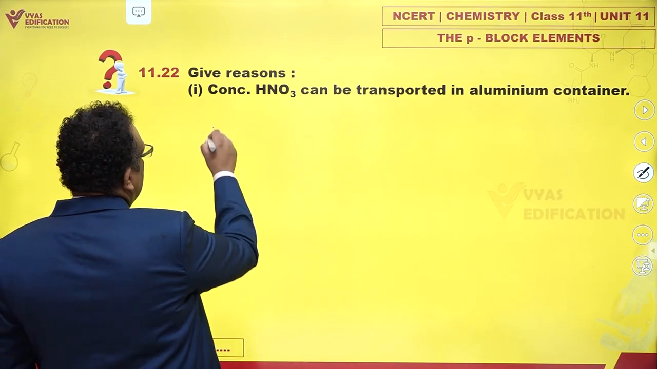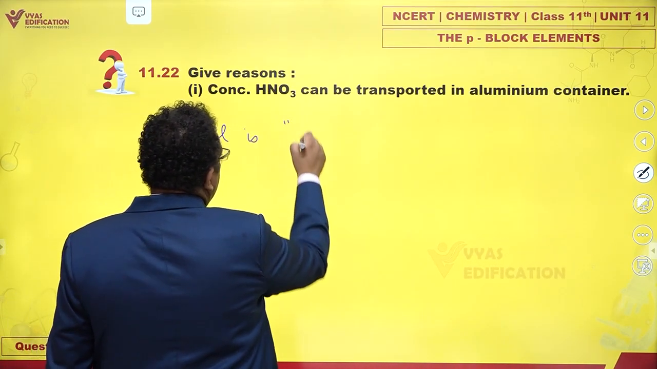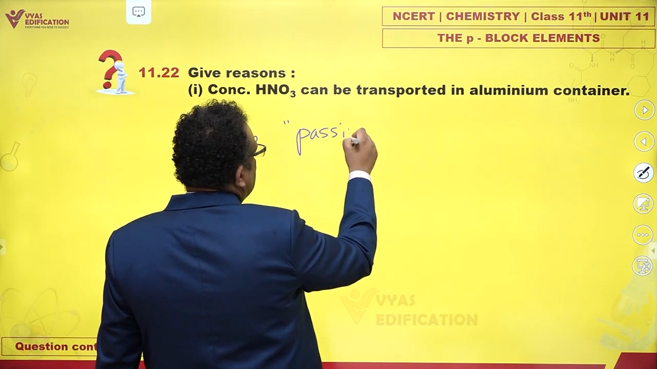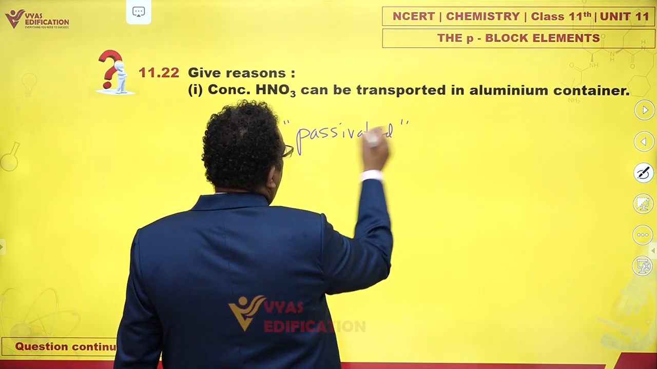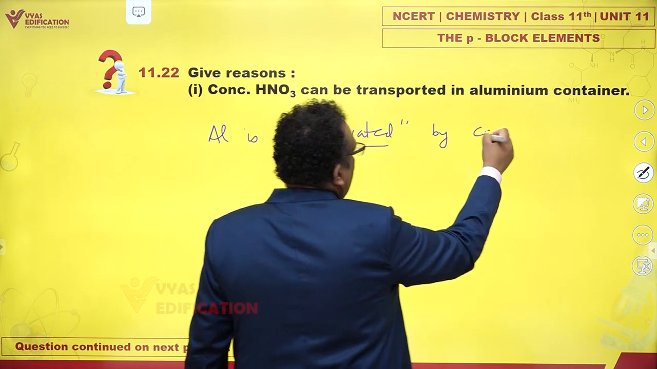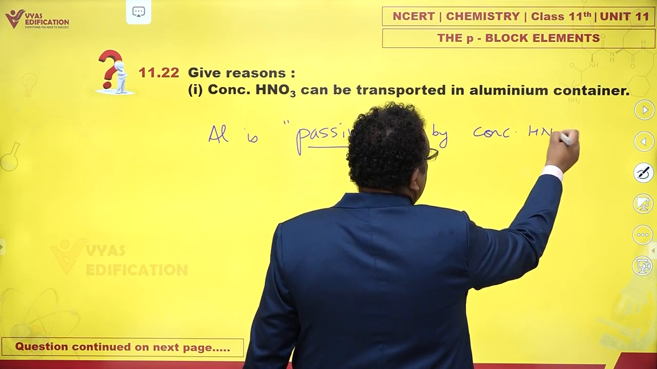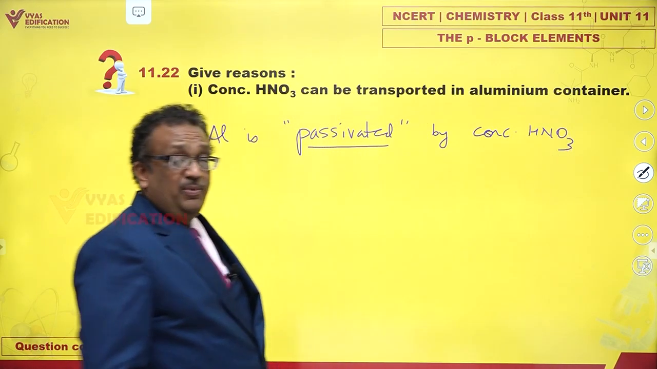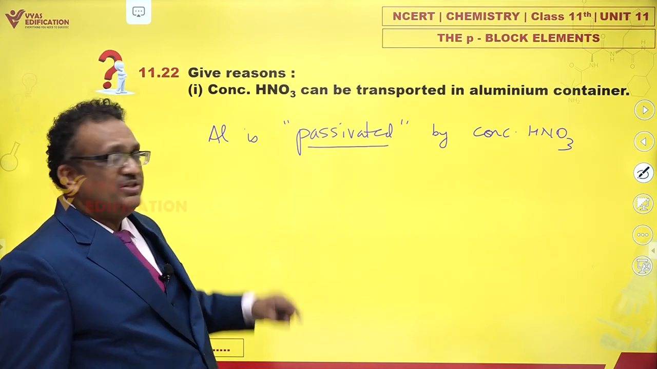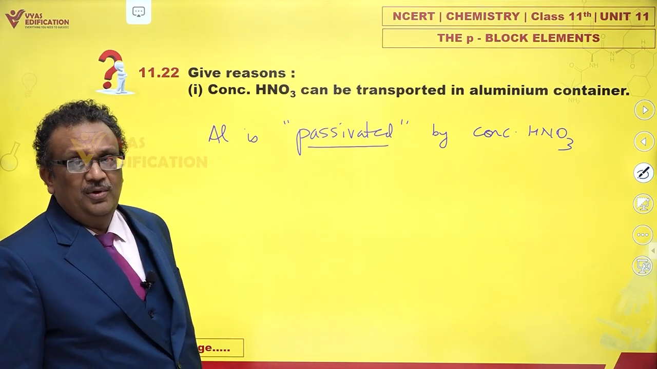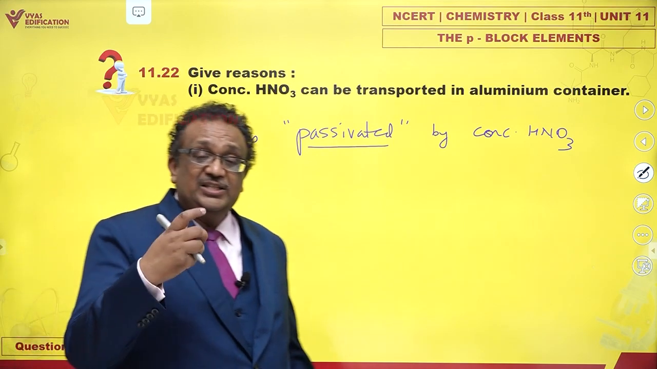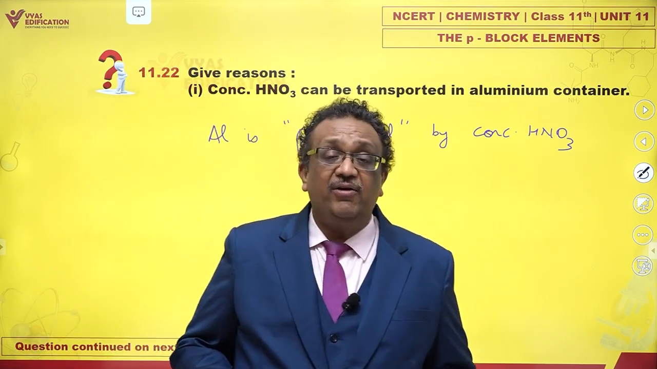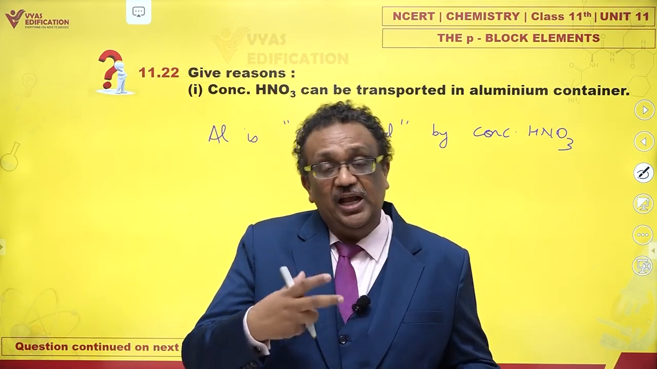What? Yes, aluminium is passivated by concentrated nitric acid. Please note, this is not true for dilute nitric acid. What happens? As aluminium is treated with concentrated nitric acid, immediately aluminium is oxidized.